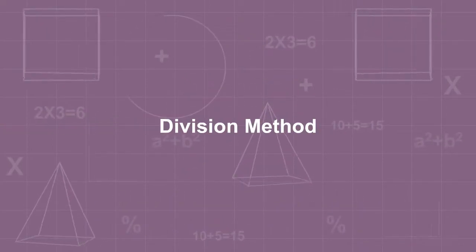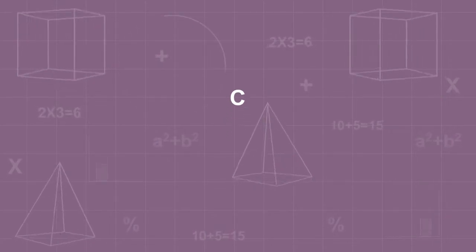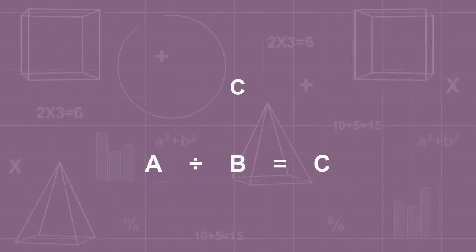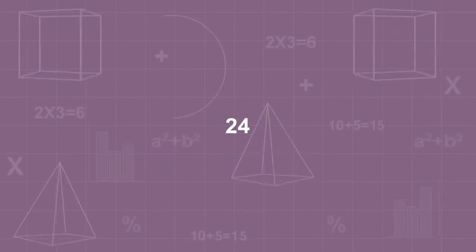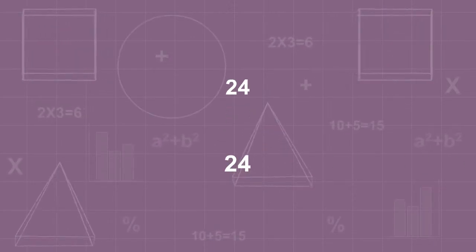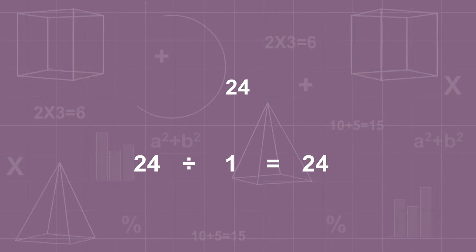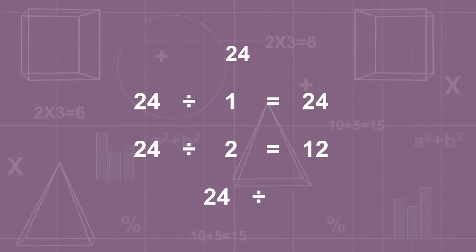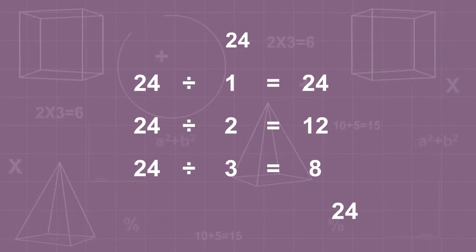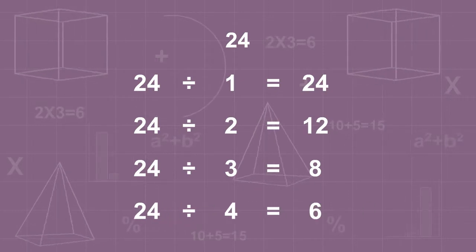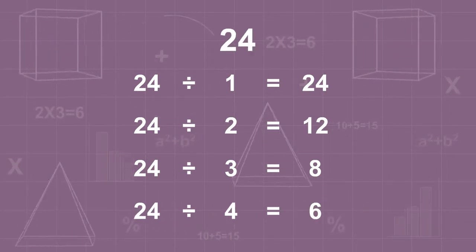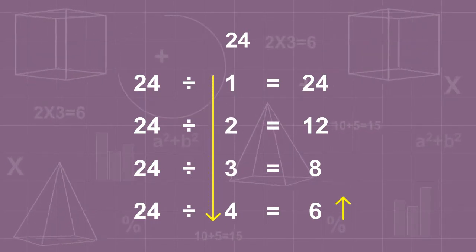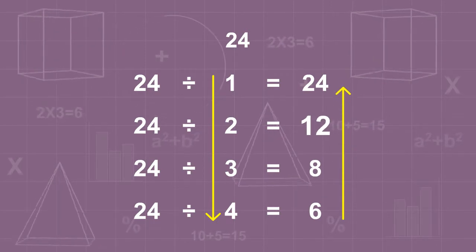Division method. We can also find factors of a number by division. Here number is divided by those different numbers which divide that number completely. For example, factors of 24. 24 divided by 1 is equal to 24. 24 divided by 2 is equal to 12. 24 divided by 3 is equal to 8. 24 divided by 4 is equal to 6. Thus, the factors of 24 are 1, 2, 3, 4, 6, 8, 12, 24.